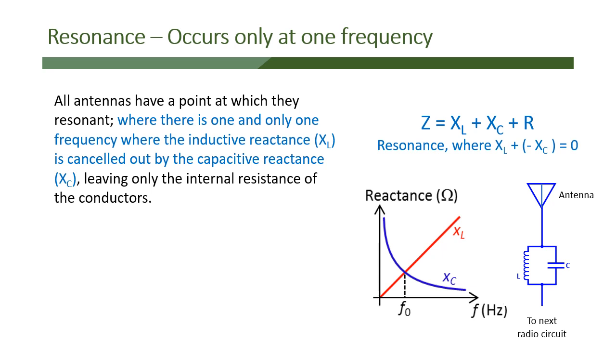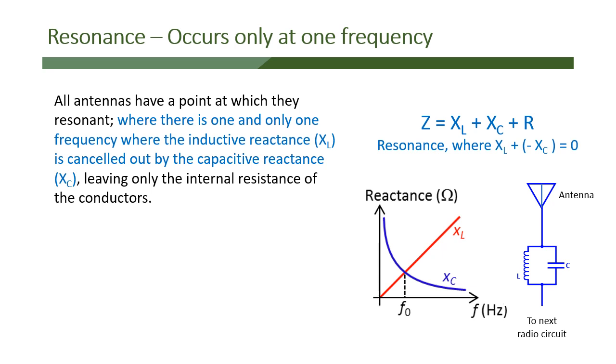So we talked about resonance, and we said, remember, that resonance only occurs at one frequency, and all antennas have a point at which they resonate, where there's one and only one frequency where the inductive reactance, X of L, is canceled out by the capacitive reactance, X of C, leaving only the internal resistance of the conductors. So remember that formula we have on the right side here, which is impedance, Z equals X of L plus X of C plus R. But at resonance, we have X of L being added to a minus X of C, which equals 0, which leaves us only the ohmic resistance, the ohms. And that's where we know we have resonance.